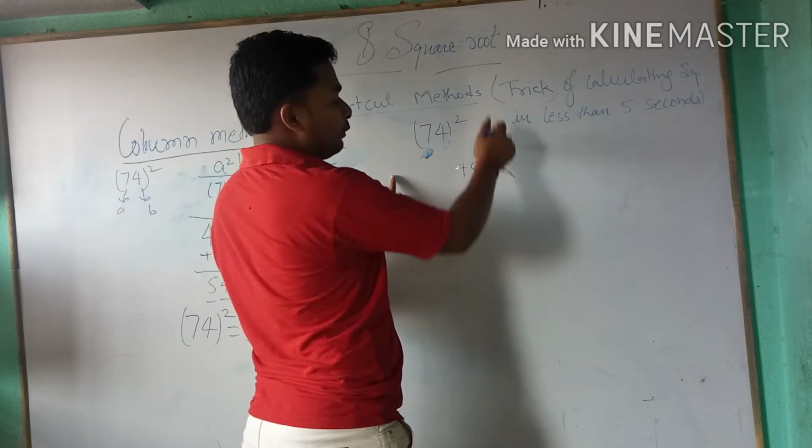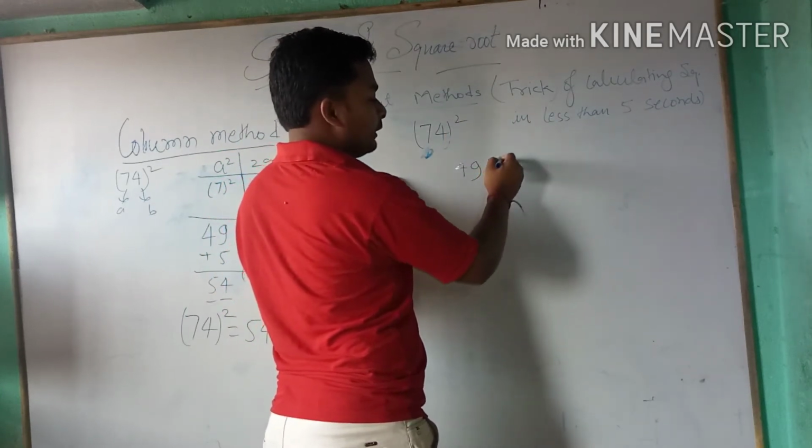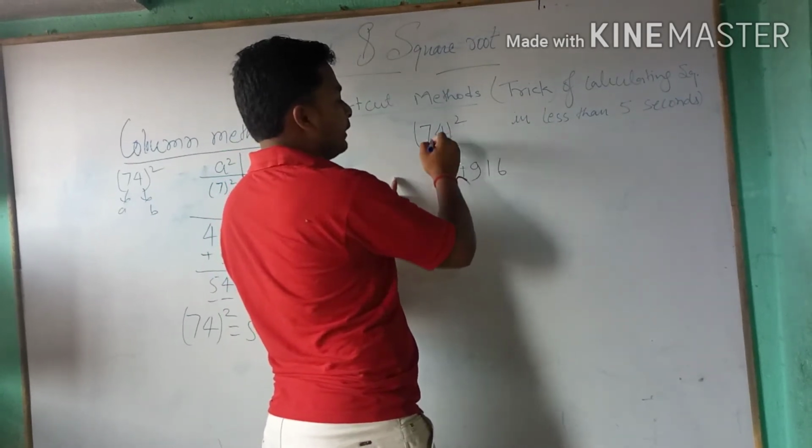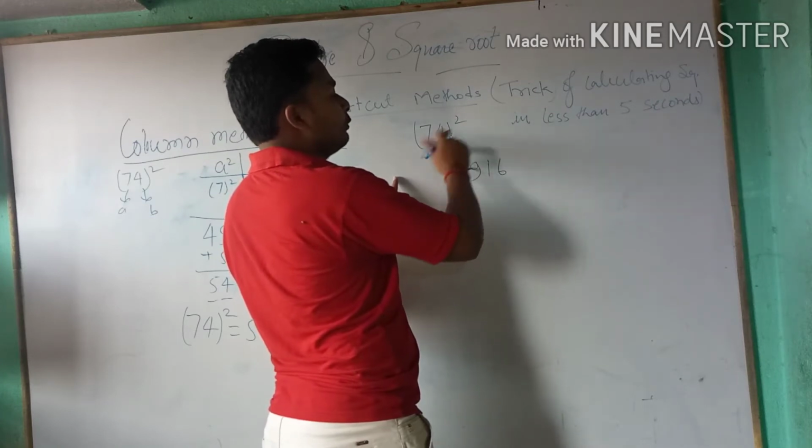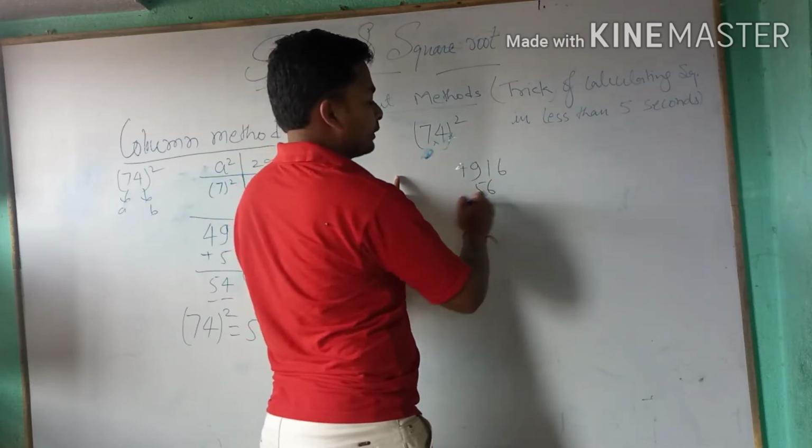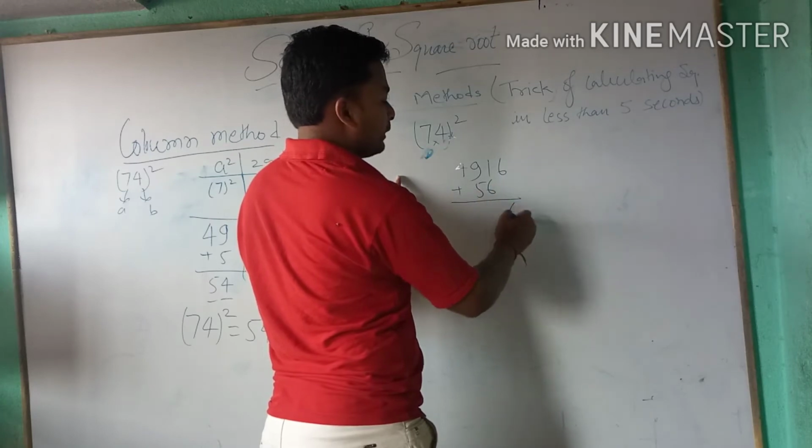What is the square of 4? This is equal to 16. And the product of all these three, it means 7 into 4 into 2, is equal to 56. We will add them and we will get the required answer.